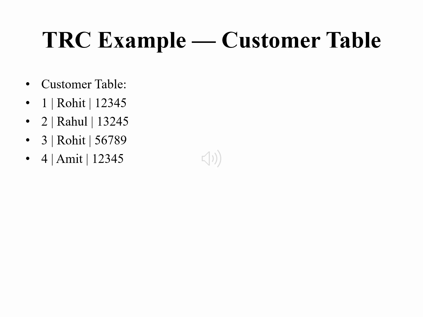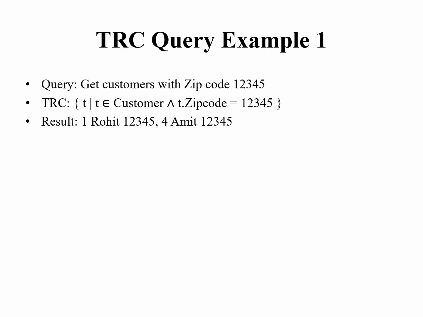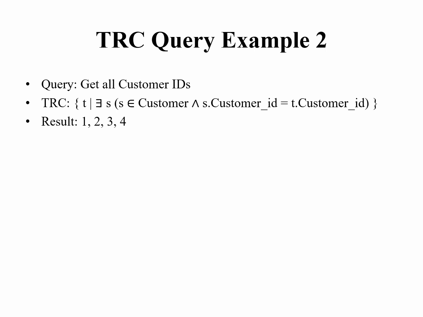Here is a sample customer table with 4 entries, including customer IDs, names and zip codes. For example, if we want to get customers with zip code 12345, here the query is given, then the result would be 1 Rohit 12345 and 4 Amit 12345. Another example, to get all customer IDs, here the query is given and the result would be 1, 2, 3, 4.